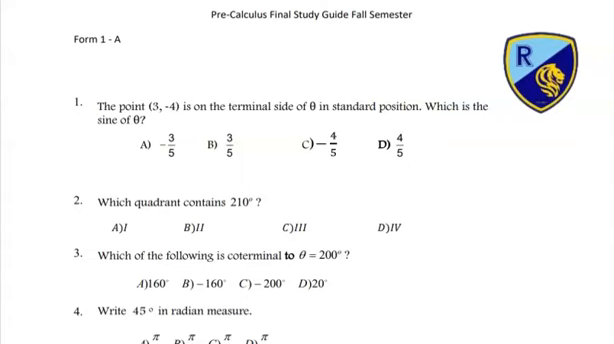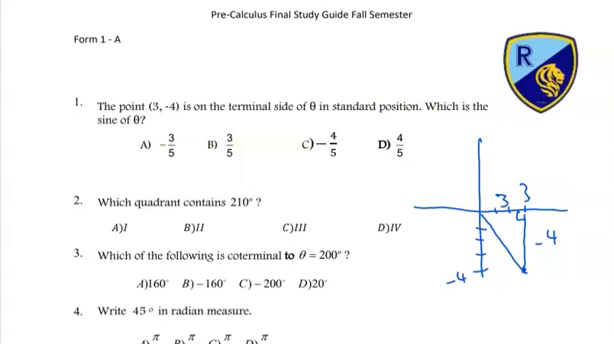Number 1 says the point (3, -4) is on the terminal side of an angle theta in standard position. Which is sine of theta? So I would draw the coordinate (3, -4). You start at the center, go over 3, go down 4, plot the point, and then draw the right triangle. It goes down 4, it goes to the right 3.